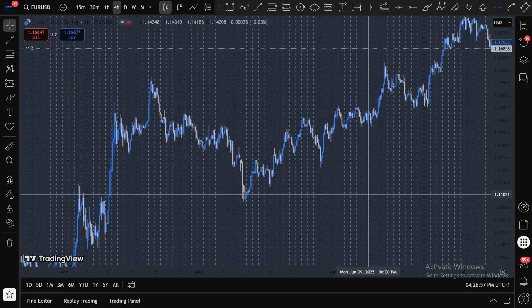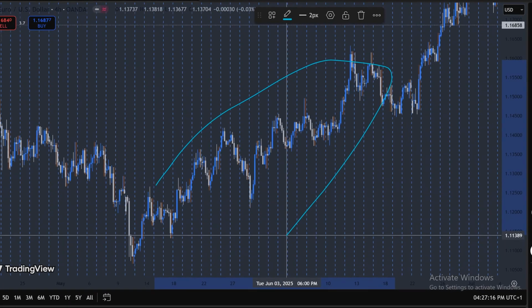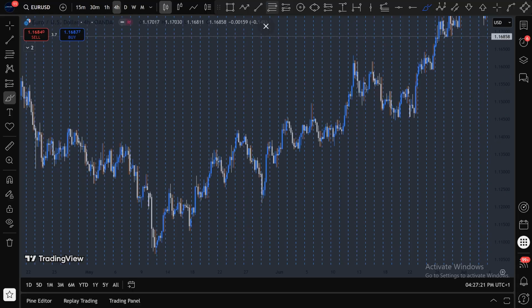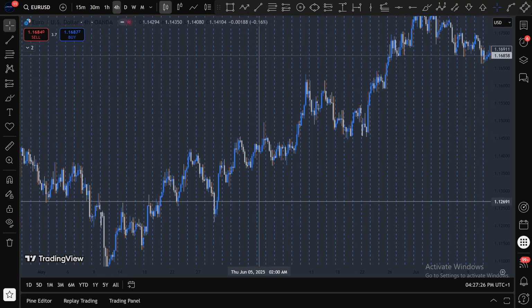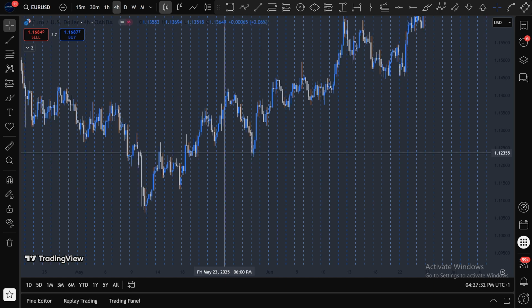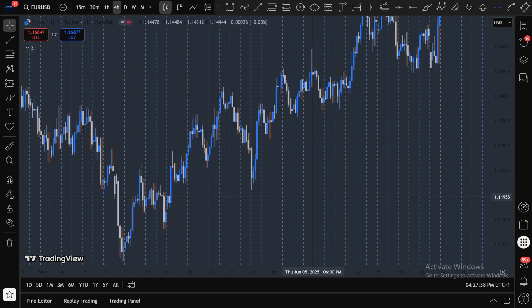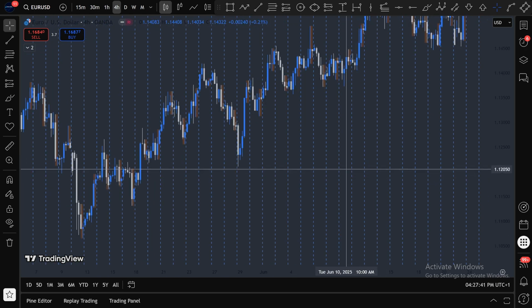To know the current market structure, we have to identify if the market is trending or consolidating. You can see the market is obviously trending. And we have to identify, is the market trending to the upside or to the downside?